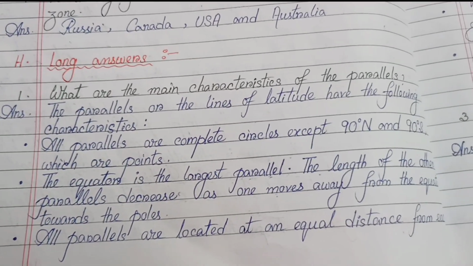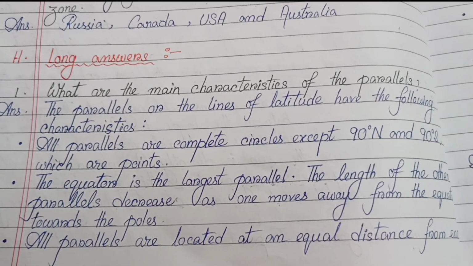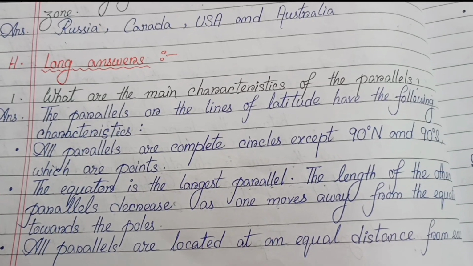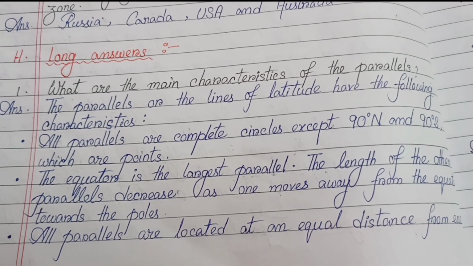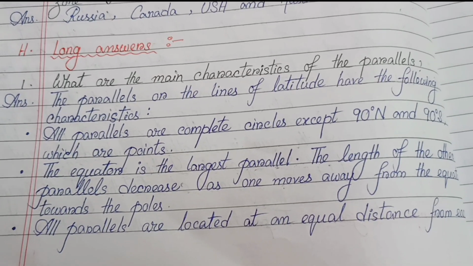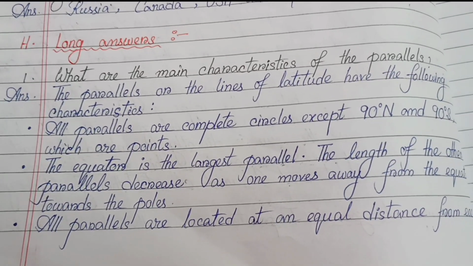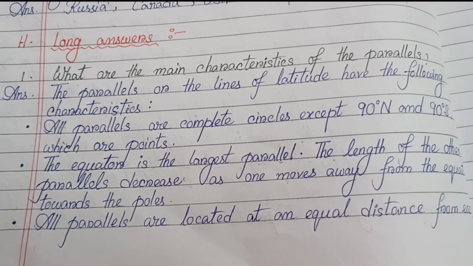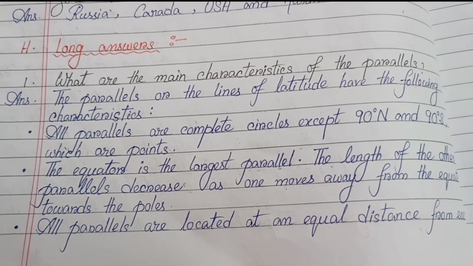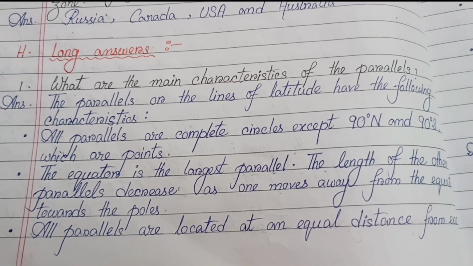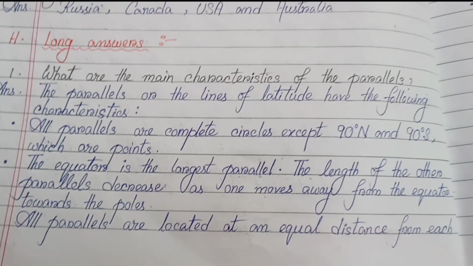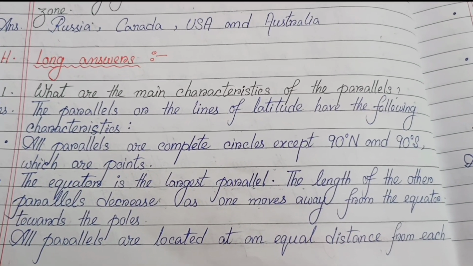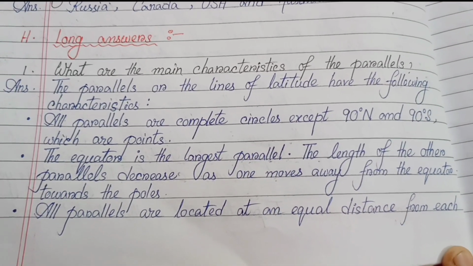Number 8, long answers. What are the main characteristics of the parallels? The parallels or the lines of latitude have the following characteristics. First point, all parallels are complete circles except 90 degree north and 90 degree south, which are points. The second point, the equator is the largest parallel. The length of the other parallels decrease as one moves away from the equator towards the pole.